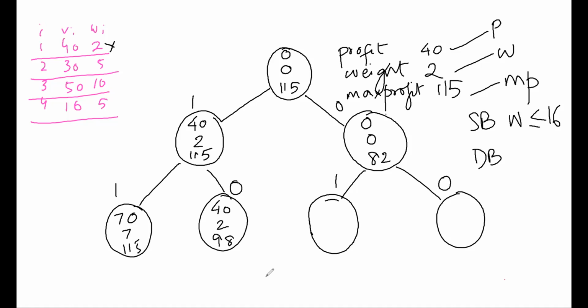So if you're picking up 1 and dropping 2, you can get 90 and 98. And here again you can get, you are dropping 1 and picking up item number 2, so profit of 30, weight of 5, and 82. And if you drop this, so 0, 0, if you look at it, you can at most have 60 because you just have 3 and 4 item left.